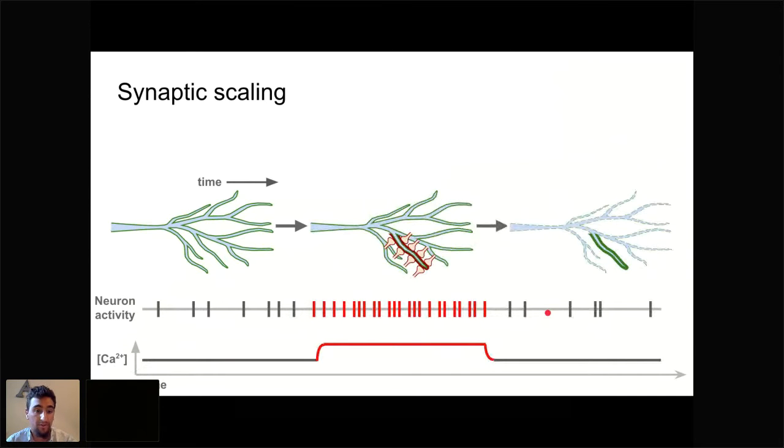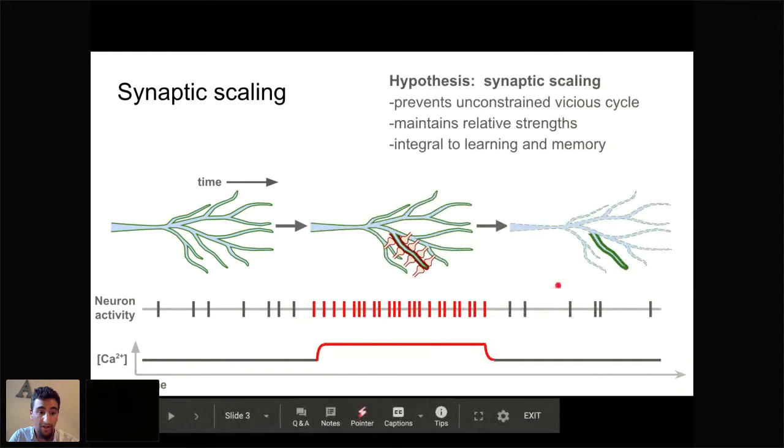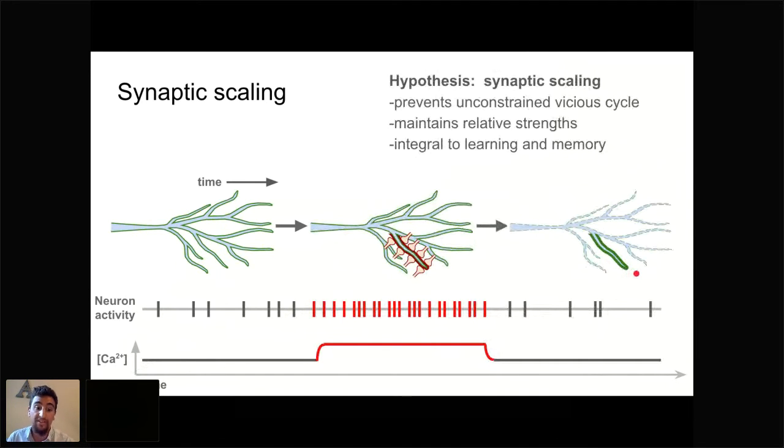Synaptic scaling has been proposed to do a lot of things that I've listed at the top right here. It is thought that synaptic scaling prevents the vicious cycle that leads to unconstrained excitation. Synaptic scaling also maintains the relative strengths of the synapses. After synaptic scaling, this last step here, notice that the potentiated synapse is still stronger than the rest. That change was preserved. This is why it's integral to learning and memory. Stable, reliable changes at the molecular cellular level, like this, result in stable, reliable memories. So this is what synaptic scaling does and why it's important for our cognitive functioning.